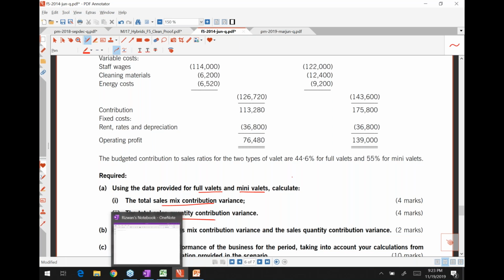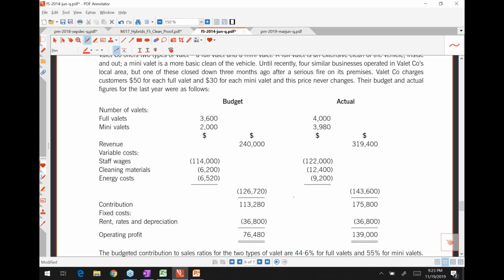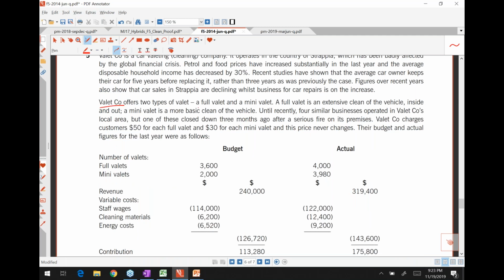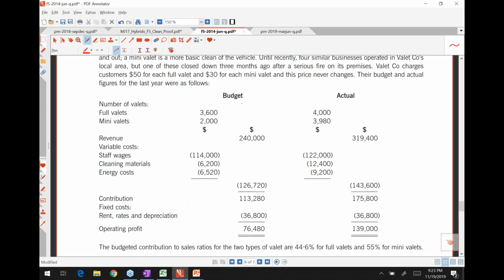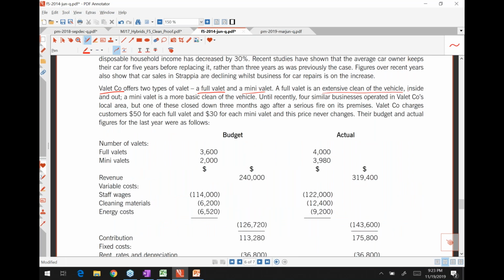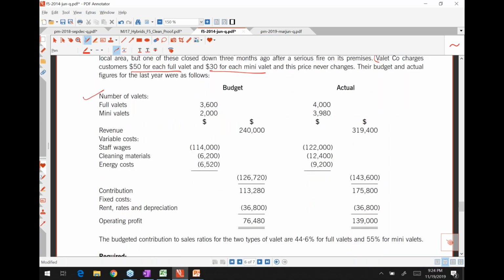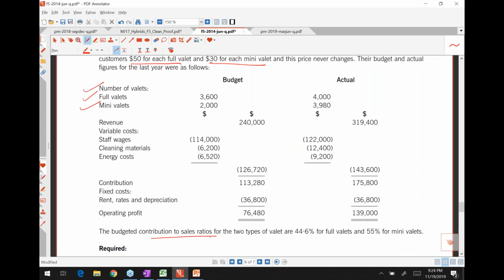So I'll just read a few things right now. A valet company offers two types of valets, a full valet and a mini valet. Full valet is an extensive clean of the car, and mini valet is a more basic clean of the car. The company charges 50 for each full valet and 30 for each mini valet. Then we have budgeted and actual information, with the number of full and mini valets, budget and actual, and we have the CS ratio, contribution to sales ratio, of 44.6 and 55 for mini valets.